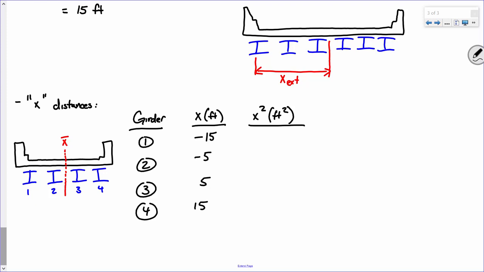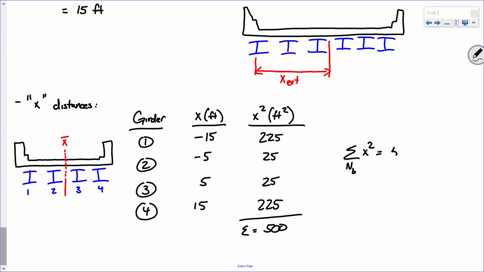So 15 times 15, that's 225. So this is 25, 25, 225. Sum those up, what do you get? You get 500, right? So I propose that the sum over the number of beams of x squared is 500 square feet. That's not too bad, right? Everybody okay with this?